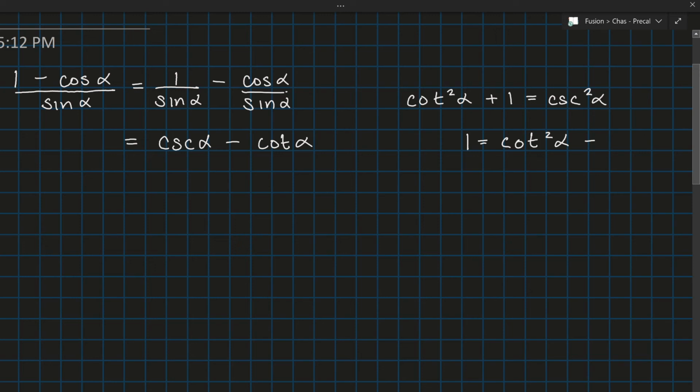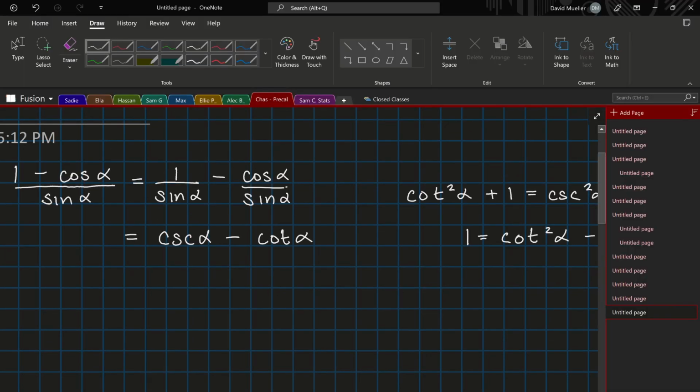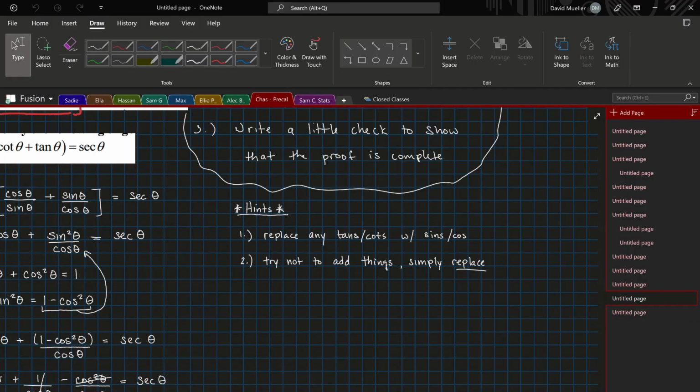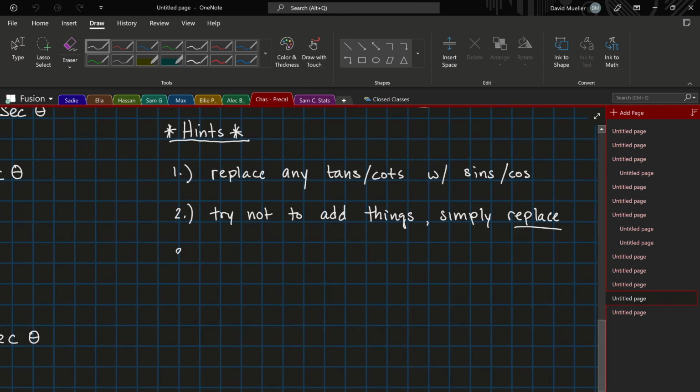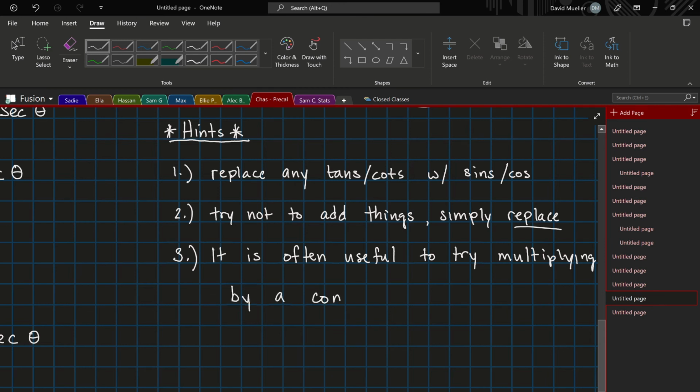So this is where I will give you another hint. Back on the hints page, hint number 3. It is often useful to try multiplying by a conjugate to get a difference of squares.